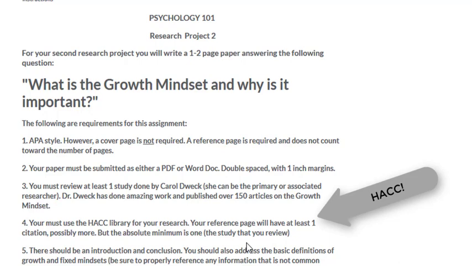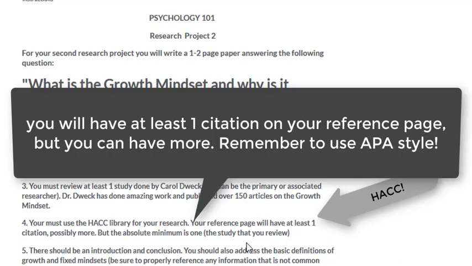Your reference page will have at least one citation because obviously you're doing research and there's going to be at least one article that you're referencing, but you could have more. So let's say that you do some research on Carol Dweck and you review one of her research papers, but then you also find another article that explains the definition of the growth mindset. So then you would have 2 references. So you could have more than one, but you need to have at least one reference.